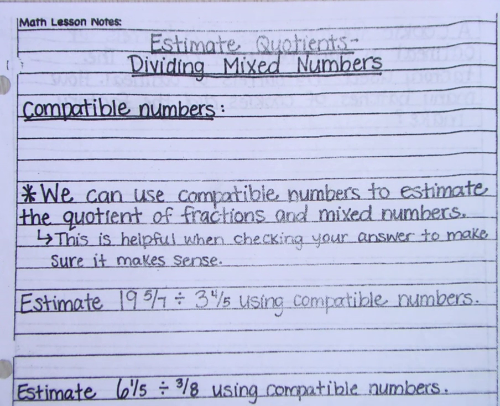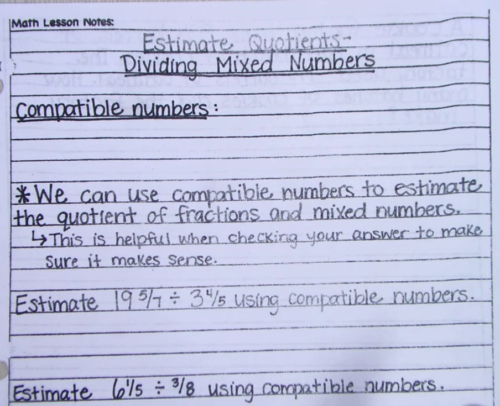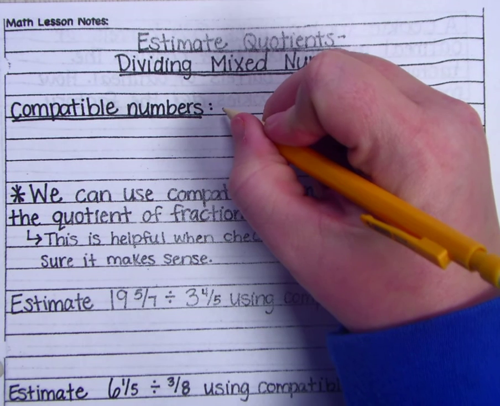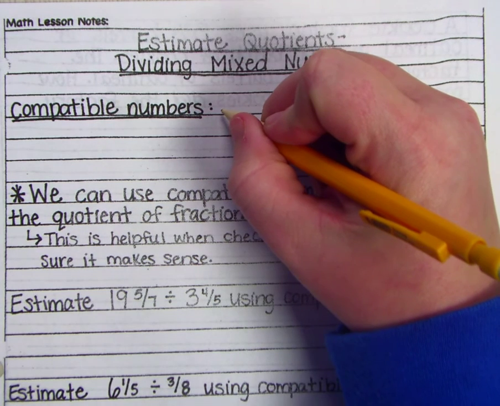Today we're going to take dividing fractions one step further, and we're going to start dividing mixed numbers. But before we do that, we want to estimate our quotients. In order to estimate quotients, we can use compatible numbers. Compatible numbers are numbers that are close in value to our actual numbers.